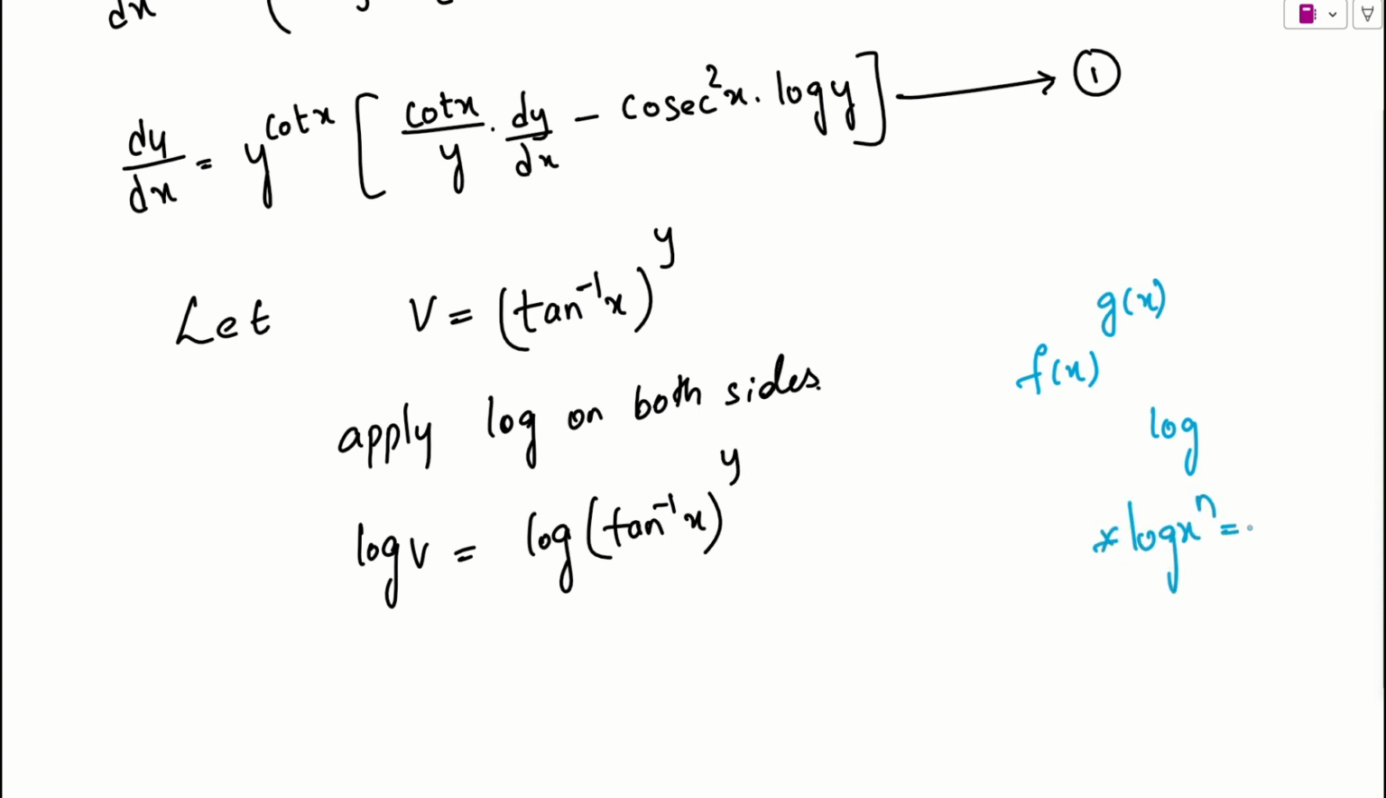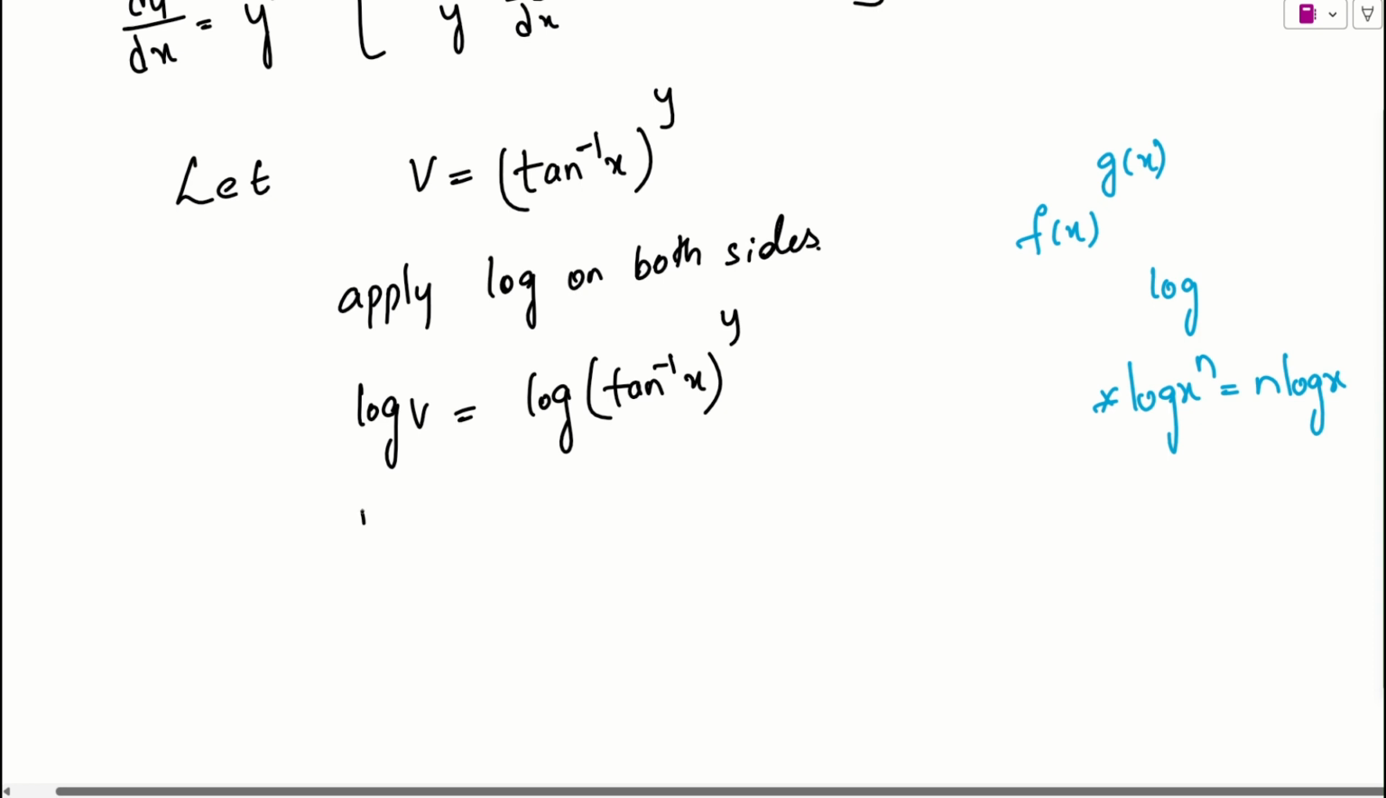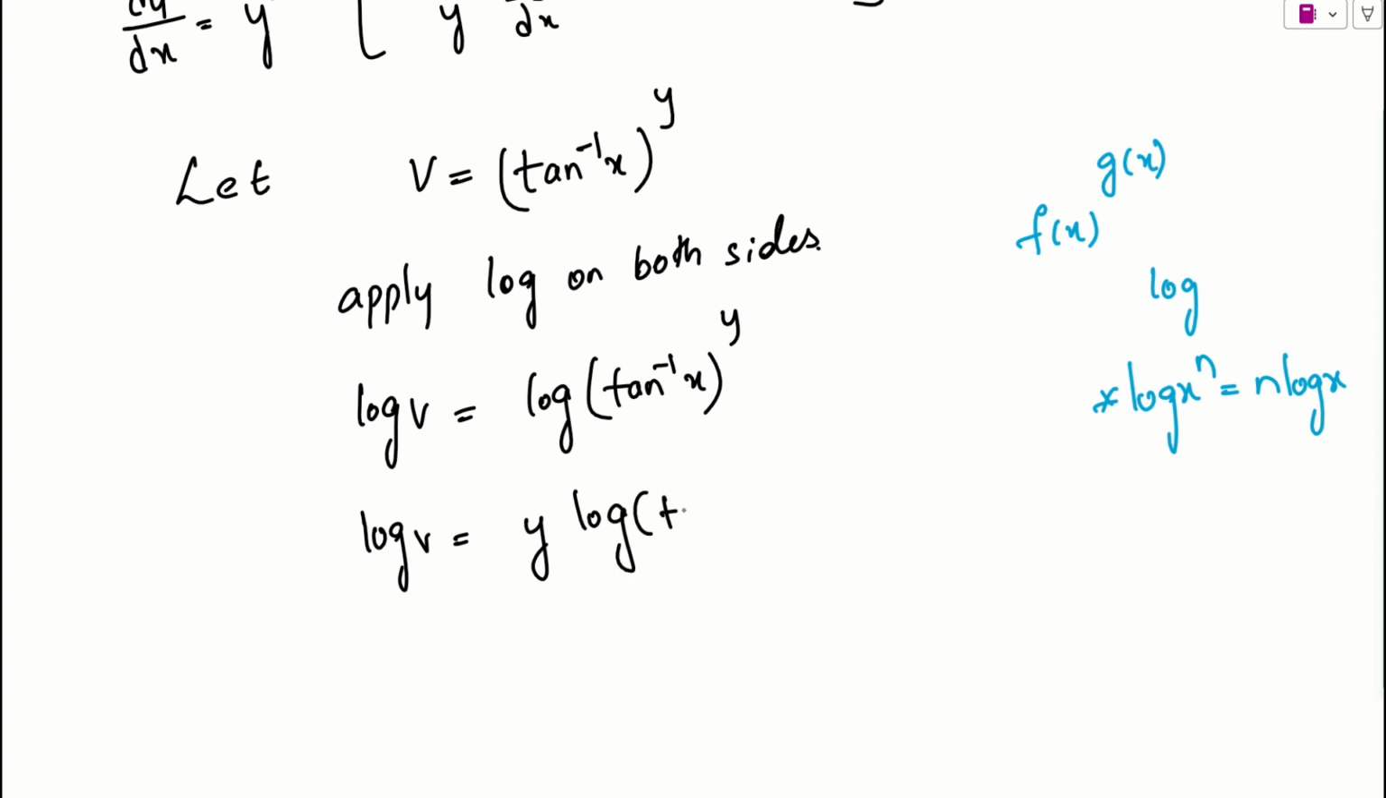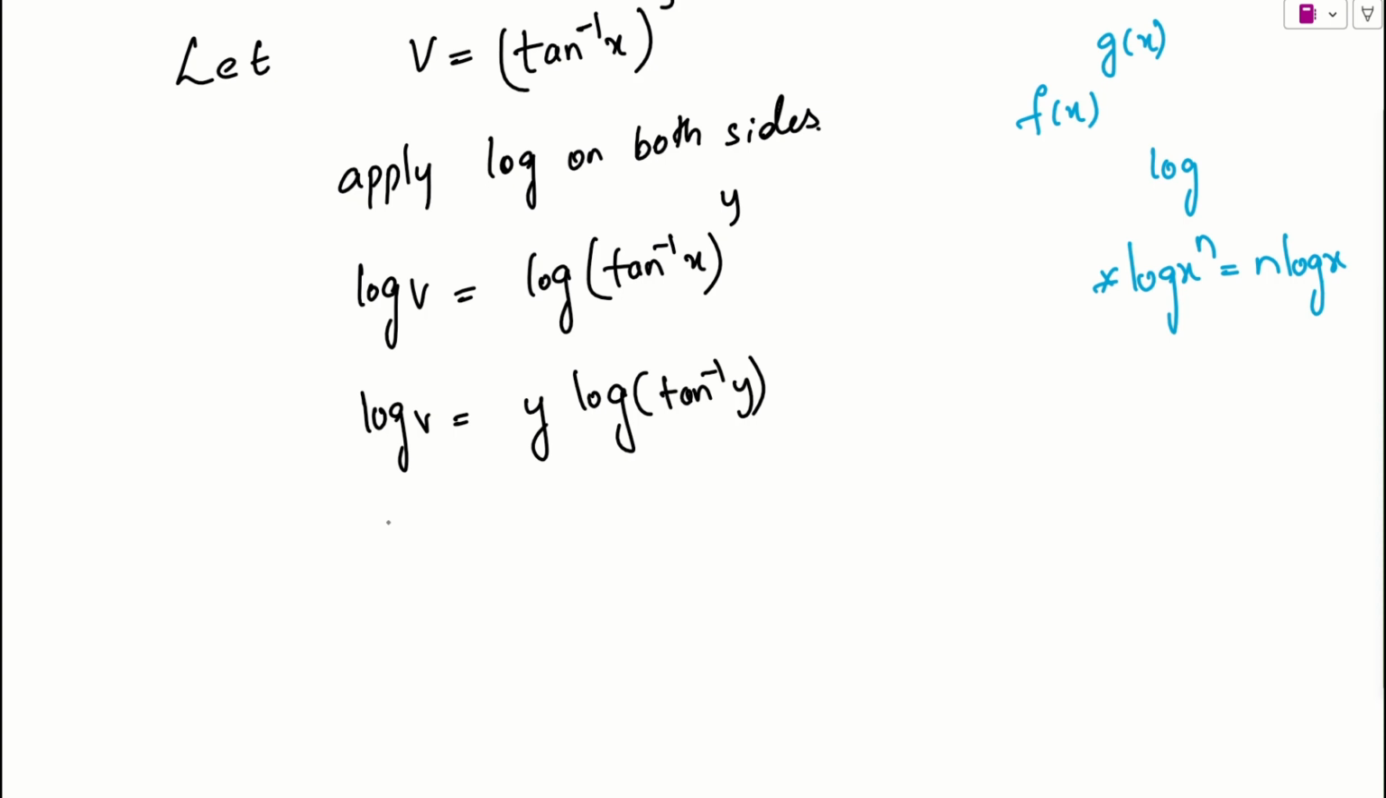Just now we have seen one formula: we know that log x power n will be n times log x. Agree? So what we can say here, this is log v, which is nothing but, the power will come in front, y times log of tan inverse of x. Agree? Now what should we do? We have to differentiate this function with respect to x on both the sides.